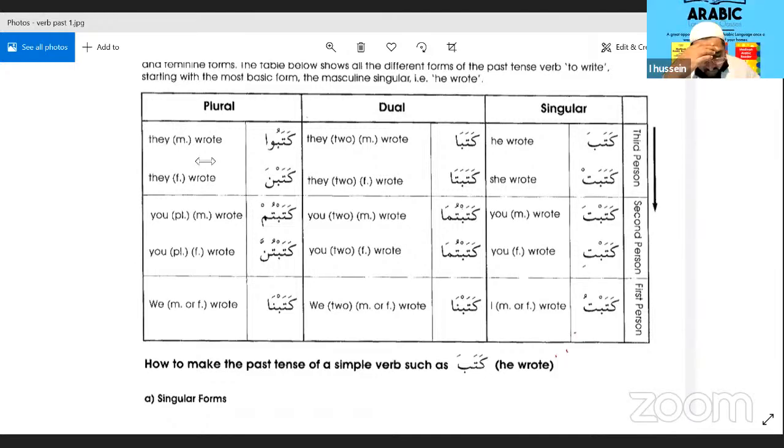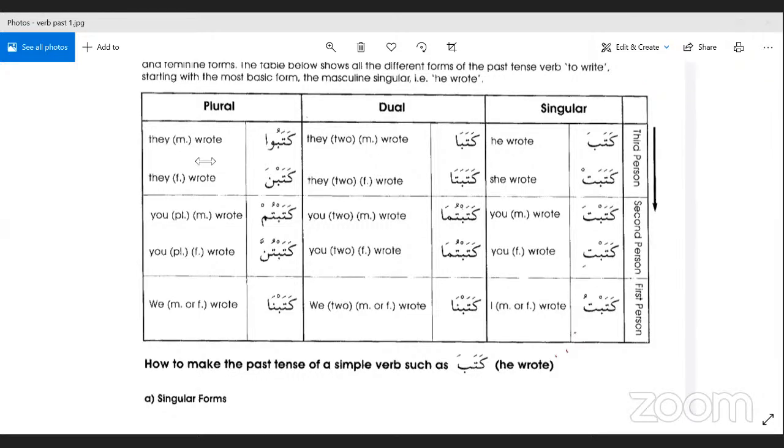Yes. I'm going to give you the verb labisa. Labisa means he wore. Lam ba sin. Labisa, labisa, labisu, labisat, labisata, labisna, labista, labistuma, labistum, labisti, labistuma, labistunna, labistu, labisna.